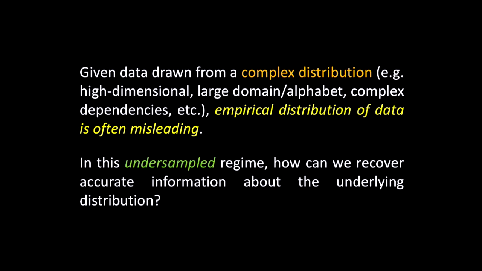So the question that underlies a lot of my work is the following. Say you're given data that's drawn from a very complex distribution. What do we mean by complex? Maybe it's very high dimensional data. Maybe the data is drawn from a large discrete domain or a large alphabet. If you think about genetic mutations, there are lots of different places that can be mutated. This is a distribution over a very large alphabet.